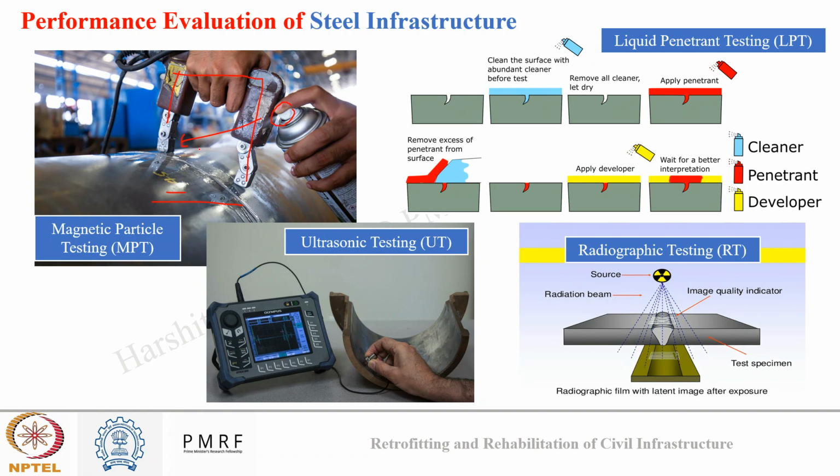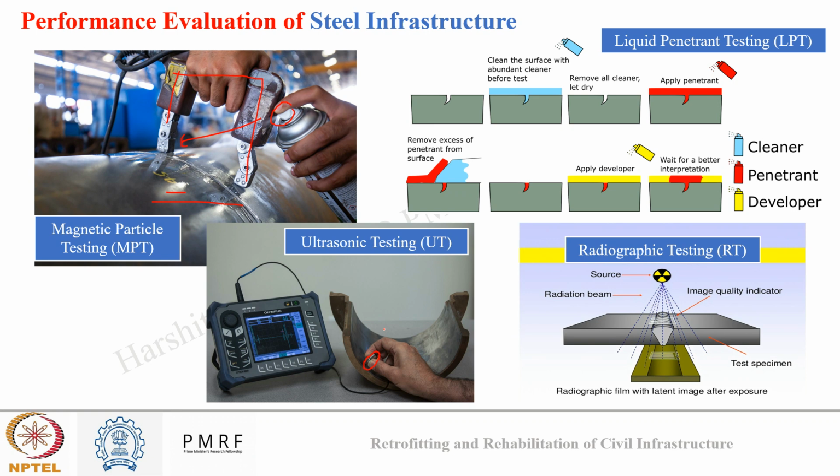Second is ultrasonic testing. This involves use of high frequency sound waves to detect internal flaws, discontinuities, and defects in the material. So first, a transducer, as you can see in this image, emits an ultrasonic wave. An ultrasonic wave has a frequency in the range of about 0.5 to 15 megahertz. This ultrasonic wave is transmitted into the steel structure.